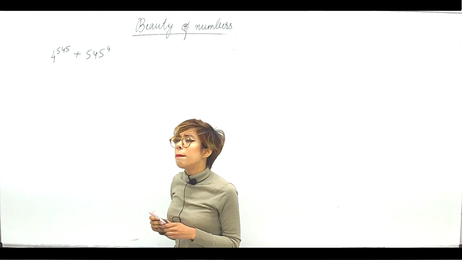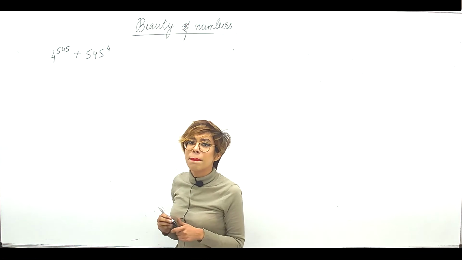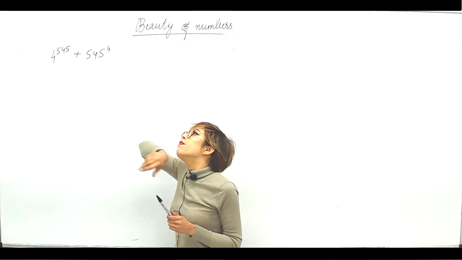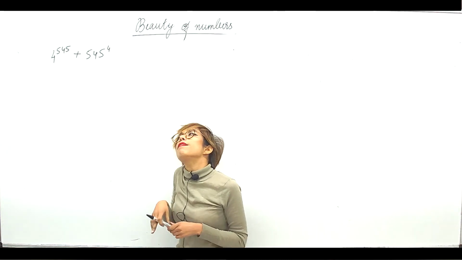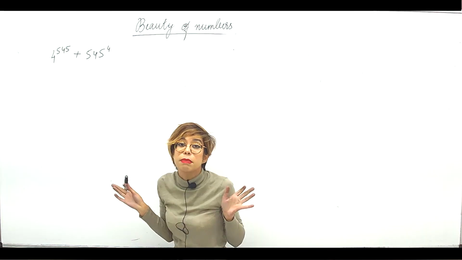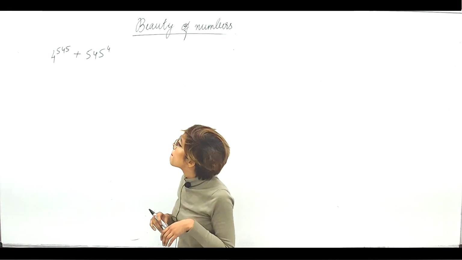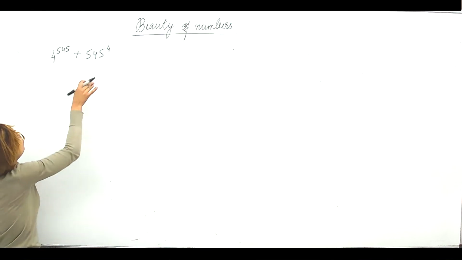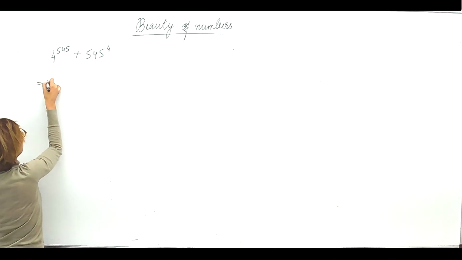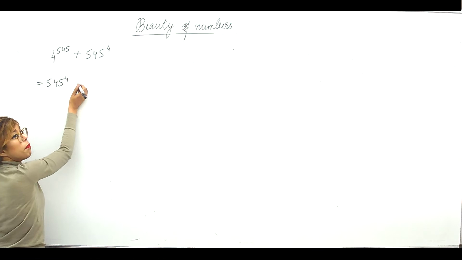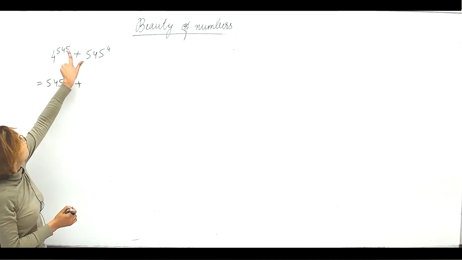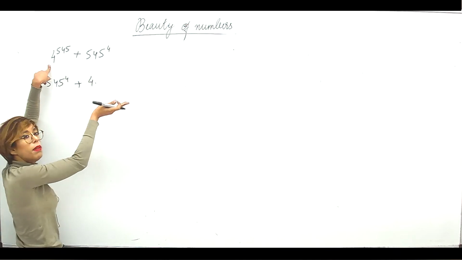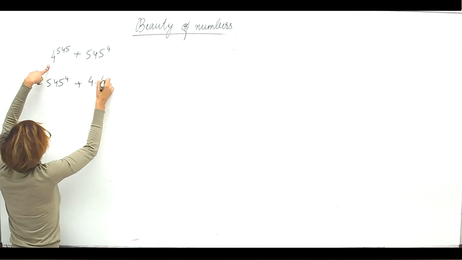Just look at it. Such a nice number, 545. Obviously 545 is not divisible by 4. 544 is divisible by 4. What I'll do is I'll write this as it is: 545 raised to 4 plus, now I need a 4 here. I'll take 4 out, so 4 into 4 raised to 544.